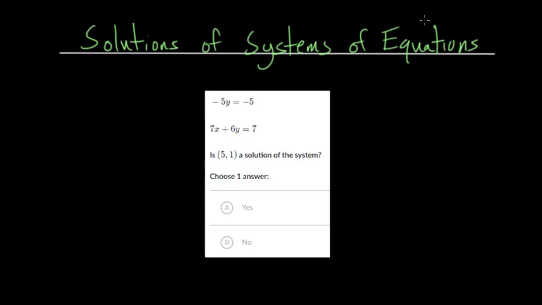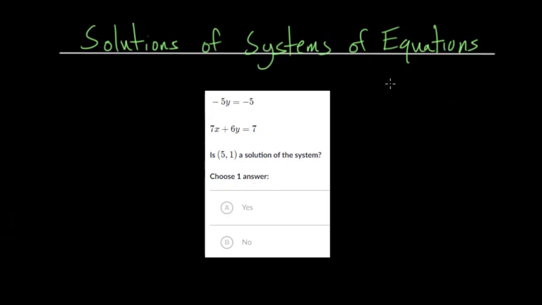For this video, I'd like to talk about the solutions to systems of equations. So let's start first with what is a system of equations? Basically, a system of equations is when you have two or more equations at the same time. For this video and many videos following this, we'll be specifically focusing on when we have two equations at the same time. So something like this.